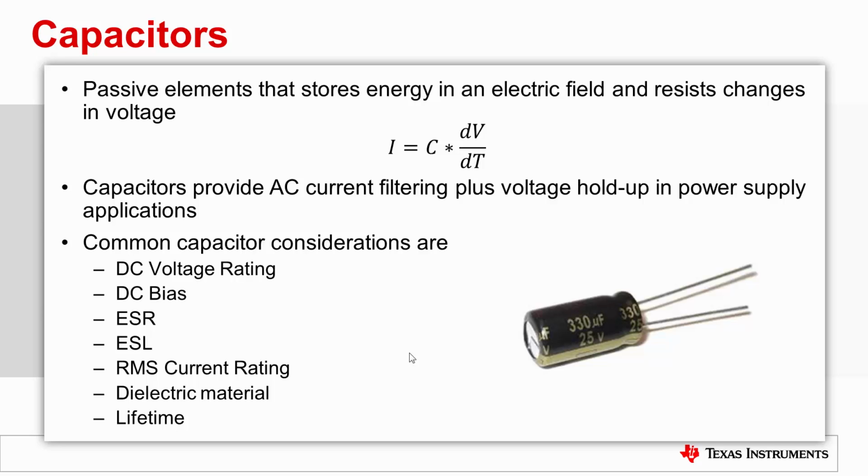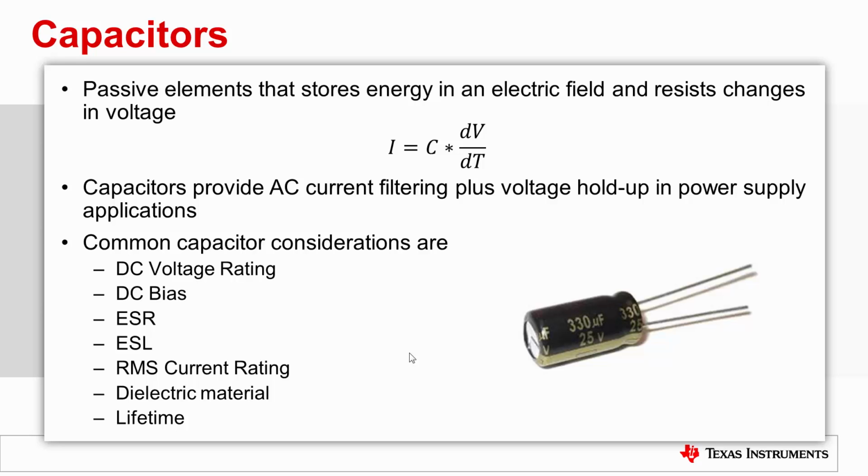DC bias is a common consideration in ceramic capacitors. The amount of effective capacitance provided by the ceramic cap decreases as the voltage across it increases. ESR and ESL are parasitic components in series with the capacitor. The ESL limits how fast current can change in the cap and is a limiting factor in transient response.